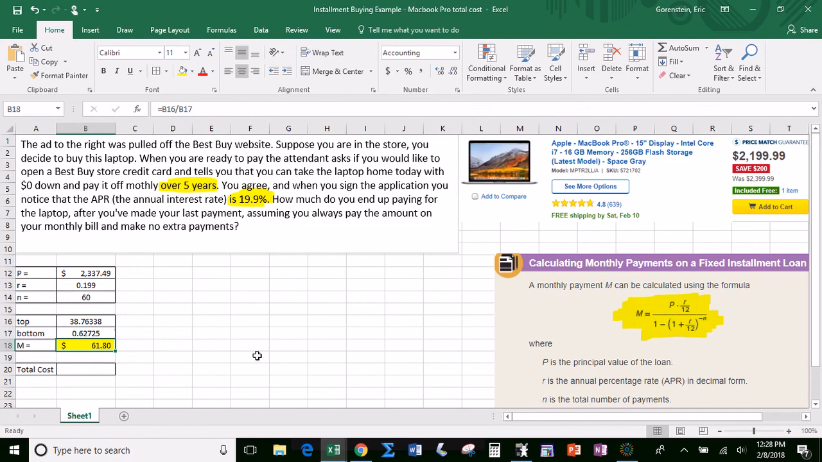Okay, so what is this telling us? According to the amount you're financing, the interest rate, and the amount of time, you're going to pay $61.80 a month.